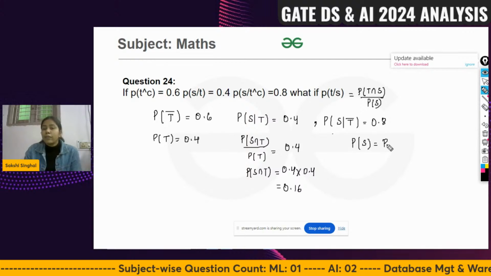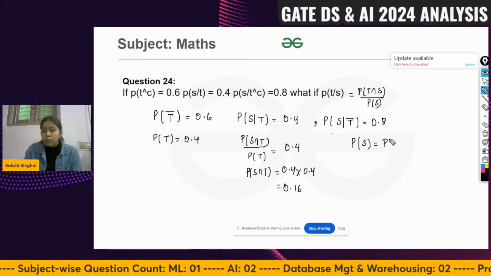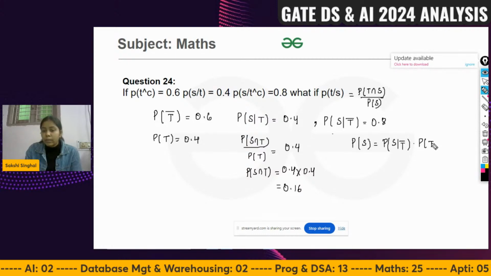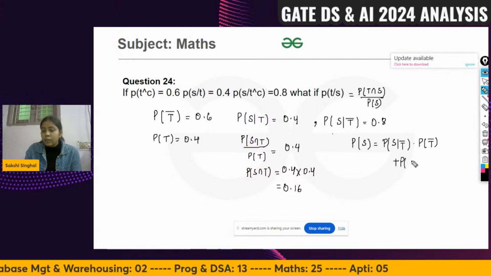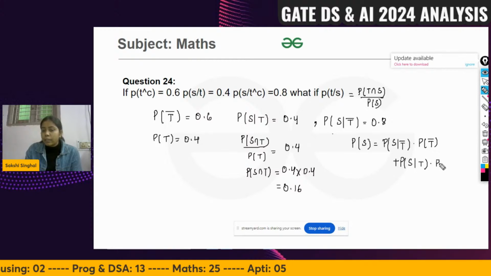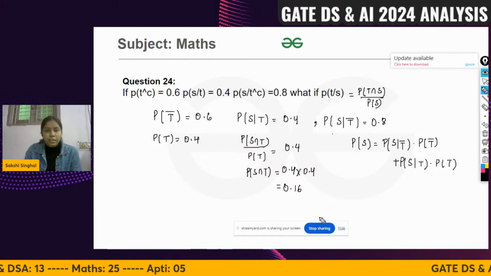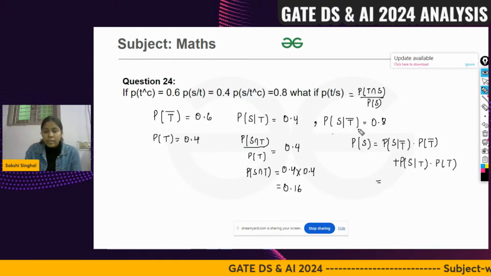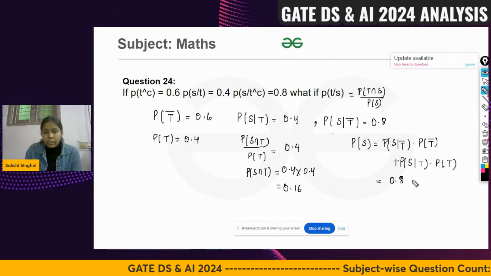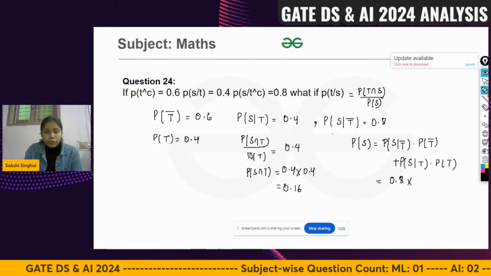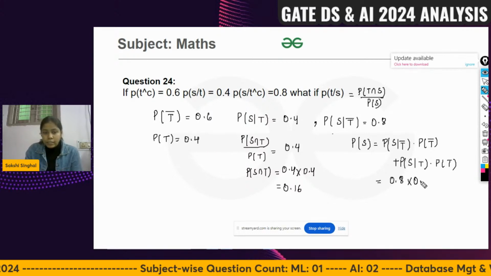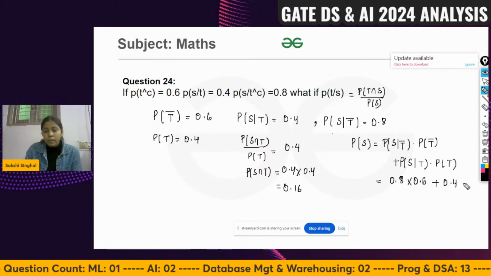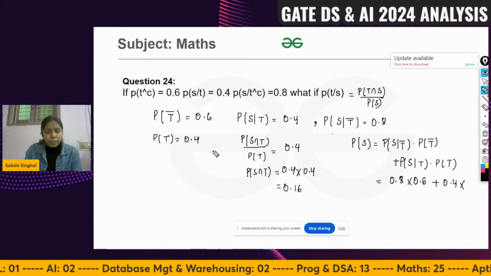If you remember the law of total probability, what would it say? I'll write down probability of S given T bar into probability of T bar, plus probability of S given T into probability of T. That is the law of total probability, right? This would help me to find out the probability of S. So S given T bar is given to me, 0.8, right? And probability of T bar is 0.6, right? Plus probability of S given T is 0.4 into probability of T. What is probability of T here? 0.4.